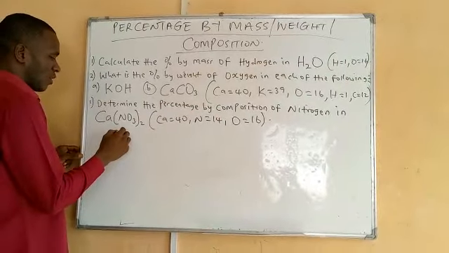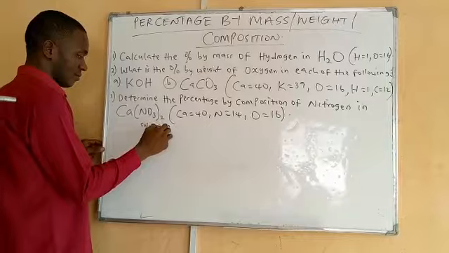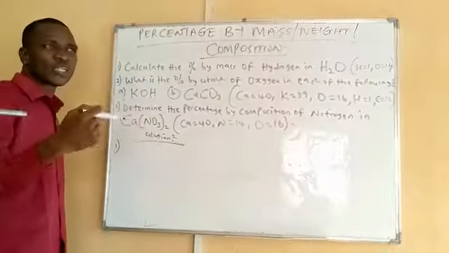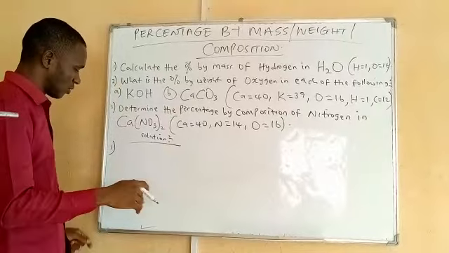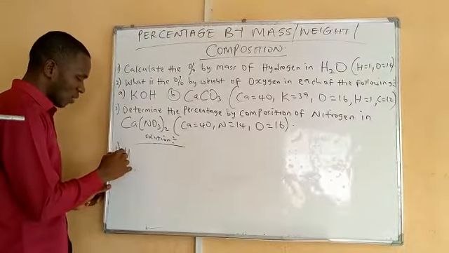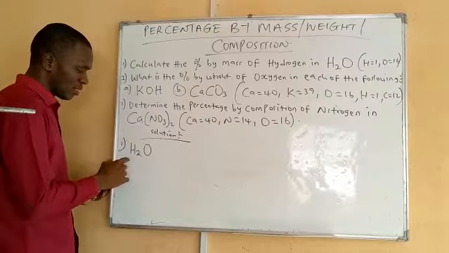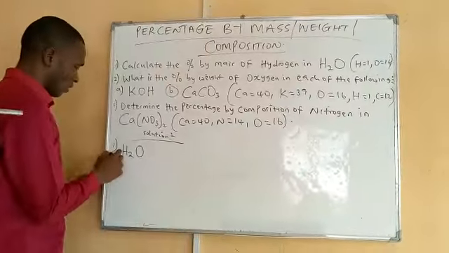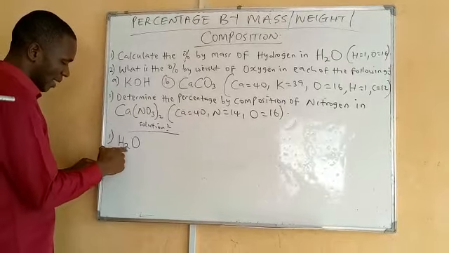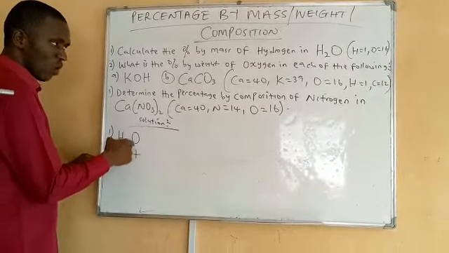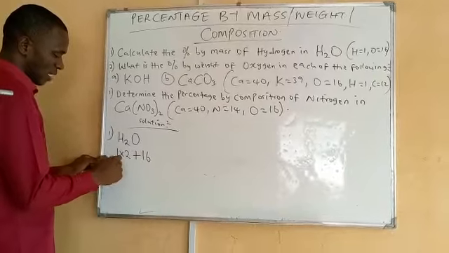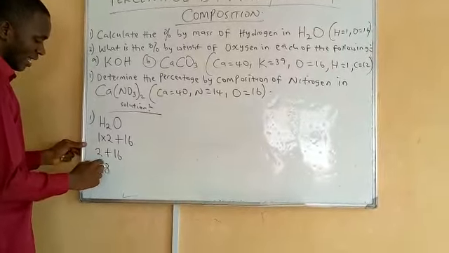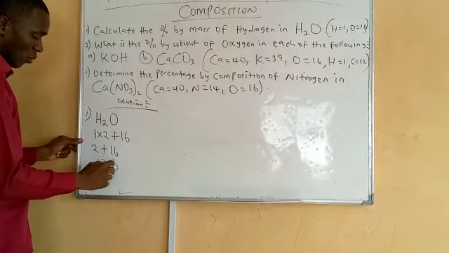Whenever you're asked to calculate percentage by mass, the first thing you need to do is calculate the molar mass of that compound. To calculate the molar mass of a compound, you simply pick the data as they give to you. Hydrogen is 1, so that will be 1 multiplied by 2, plus oxygen is 16. 1 times 2 gives you 2, plus 16. You will now have 18 grams per mole.